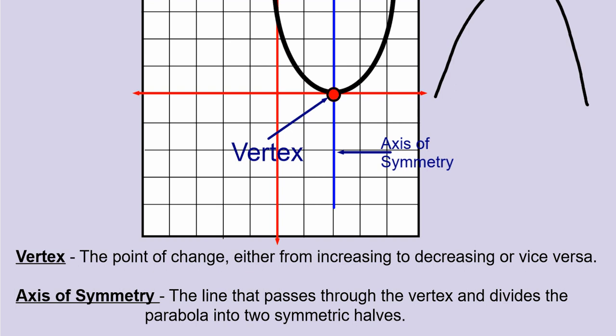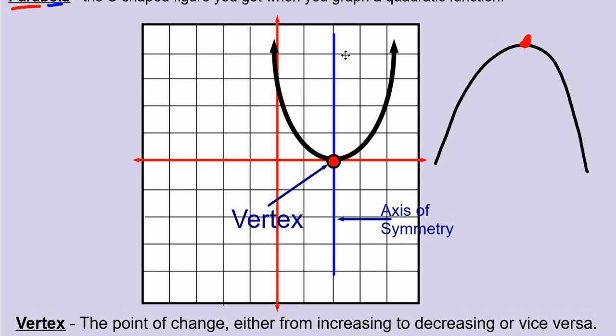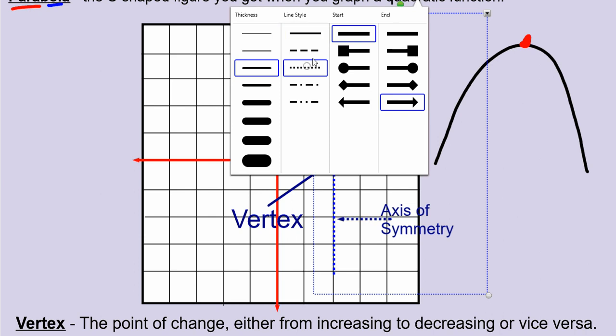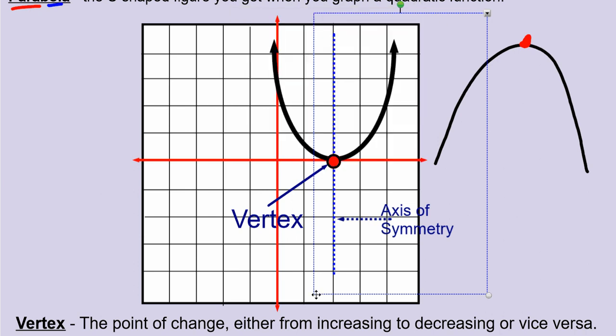The other vocab word that goes along with quadratics is the axis of symmetry. It's shown in blue right here. It should really be more of a dashed line. It's not an actual part of the graph. It's an imaginary line that we know is there.